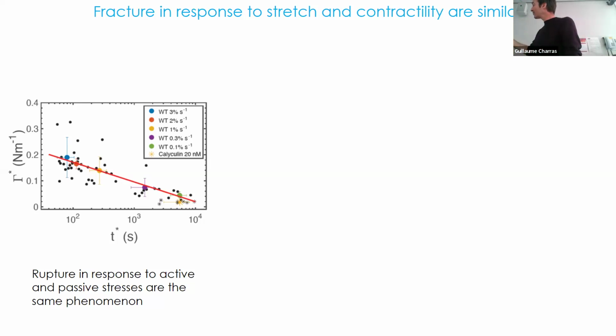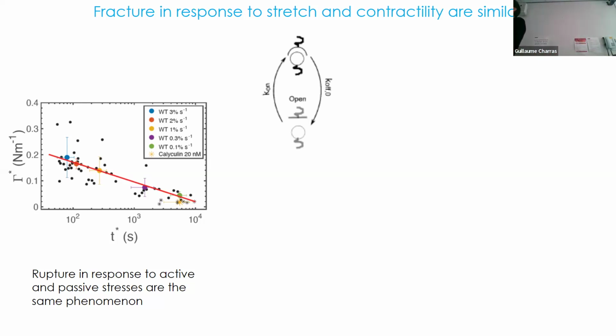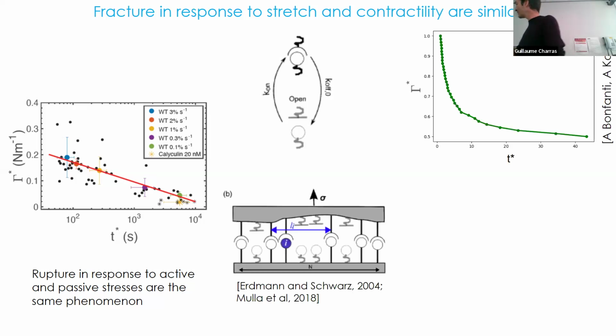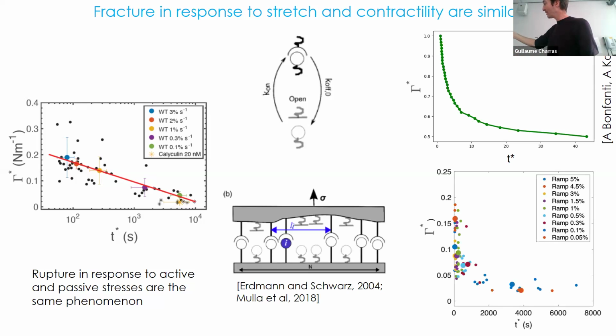This trade-off between rupture tension and lifetime reminded us of what's known for individual bonds. If you have an individual bond and you expose it to high force, its lifetime tends to be short. If you expose it to low force, it tends to have a longer lifetime. And for collections of these bonds that link two rigid plates, the rupture tension will have an exponential relationship with the rupture time. That is very similar to what we observe in our monolayers.